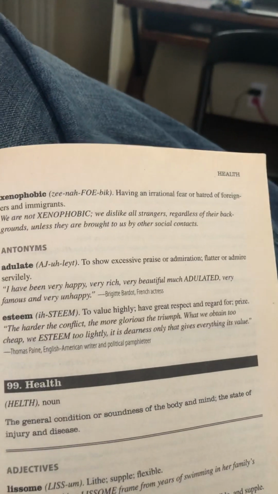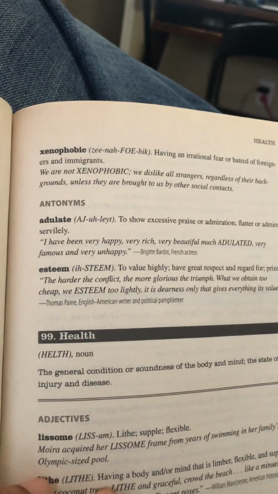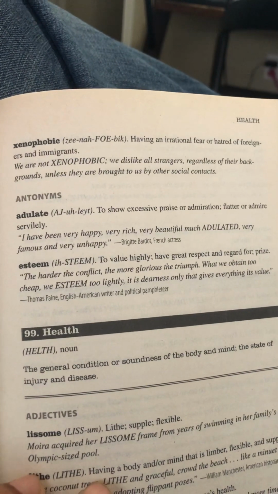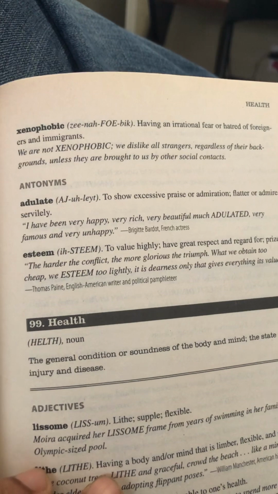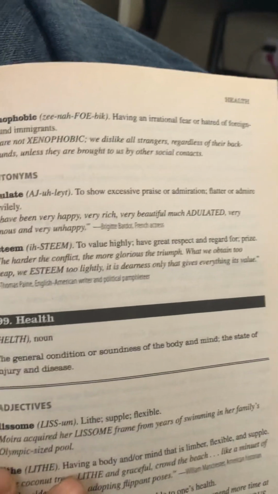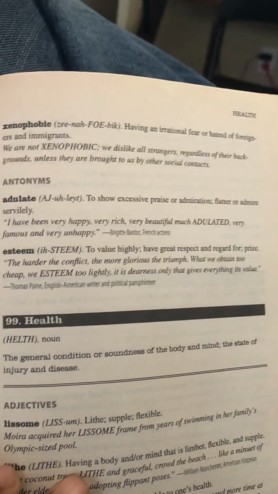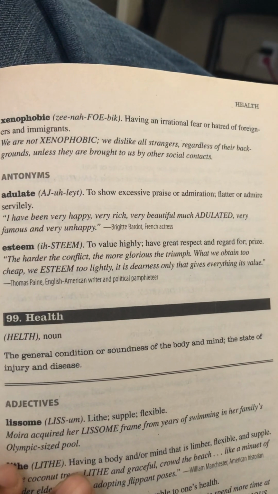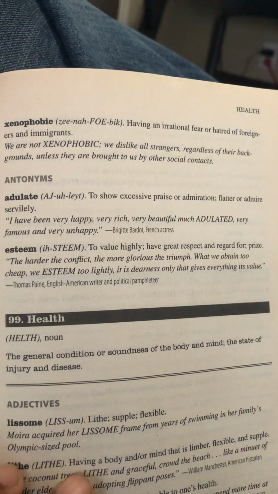Now let's look at some antonyms. Adulate, to show excessive praise or admiration, or to flatter. Or esteem, to hold high esteem for someone. These are the two antonyms, right? To value highly, to have great respect and regard for, to prize.